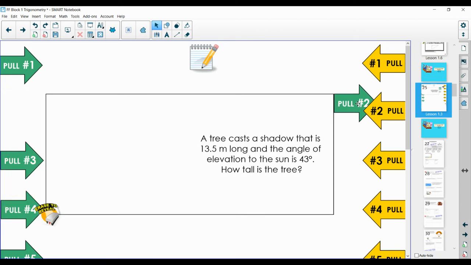All right, so the next question says that a tree casts a shadow that is 13.5 meters long and the angle of elevation to the sun is 43 degrees. How tall is the tree? All right, pause the video, try drawing your picture, and then come back and check your answer.